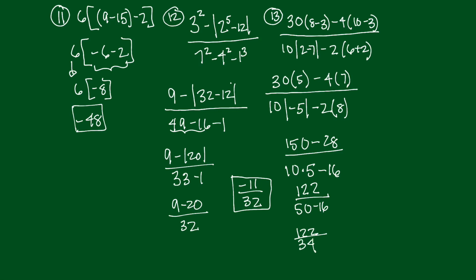Now it turns out that this is going to reduce. Now, first of all, do you see it? Both these are even numbers, so I can divide each by 2. So divide each one by 2. So here's what I'm thinking. I'm going to take that 122, divide it by 2, and then I'll take the 34, divide it by 2. So I'm going to get 122 divided by 2 is 61 over 34 divided by 2 is 17, and I don't think we can go any further.